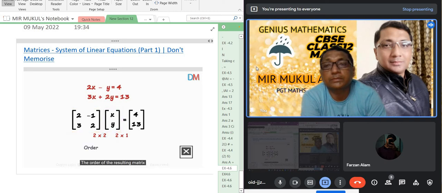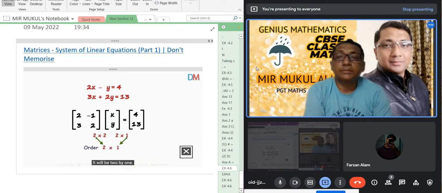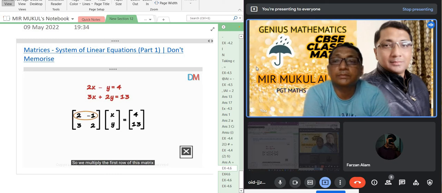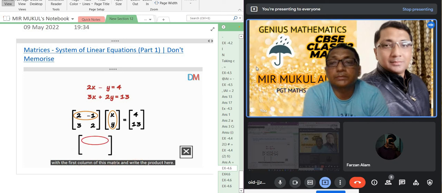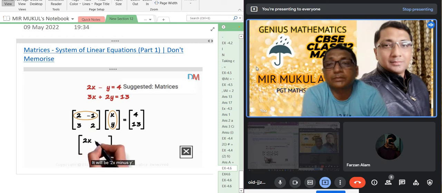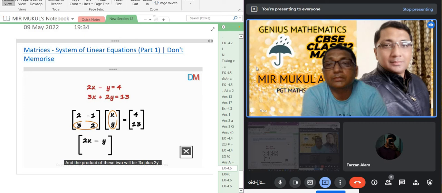The order of the resulting matrix will be the first number by the fourth number. It will be 2 by 1. So we multiply the first row of this matrix with the first column of this matrix and write the product here. And then multiply the second row of this matrix with the first column of this matrix and write the product here. What will be the product of these two? It will be 2x minus y, and the product of these two will be 3x plus 2y.